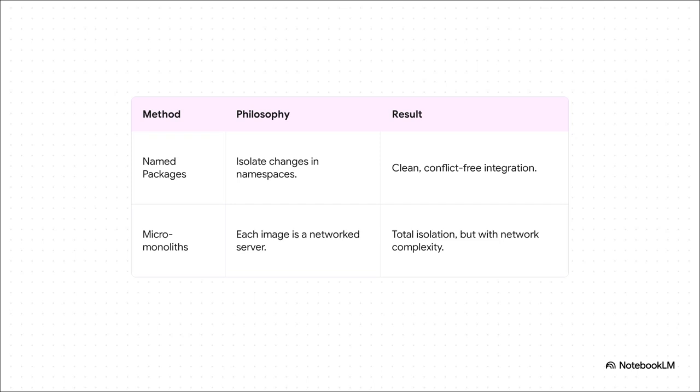The simplest and, frankly, the preferred method is something called named packages. Basically, each developer works in their own isolated namespace, so their code can't possibly conflict with anyone else's. Integrating is as simple as just loading their work. The other option is a micro-monolith architecture. This treats each developer's image like a totally separate server. It gives you complete isolation, but it also adds the complexity of a distributed system.